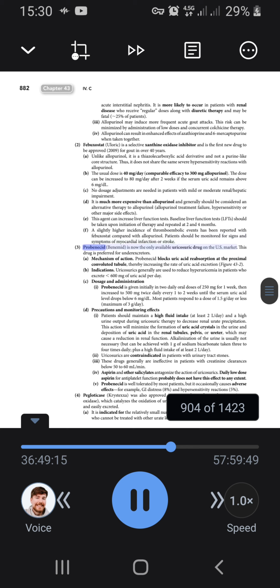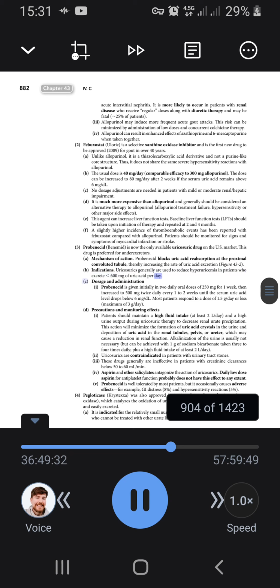3. Probenecid is now the only available uricosuric drug on the U.S. market. This drug is preferred for underexcretors. A. Mechanism of action. Probenecid blocks uric acid reabsorption at the proximal convoluted tubule, thereby increasing the rate of uric acid excretion. Figure 43-2. B. Indications. Uricosurics generally are used to reduce hyperuricemia in patients who excrete less than 600 mg of uric acid per day.